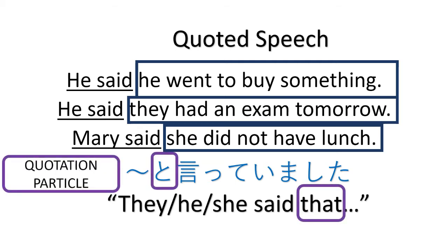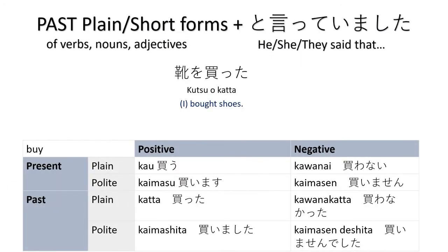In this particular case, hiragana to is the quotation particle, which is equivalent to that. And then itteimashita, so said. She said that. He said that. They said that. That is equivalent to itteimashita. Now in this lesson, we will learn the past plain or short forms of the verb when using itteimashita.